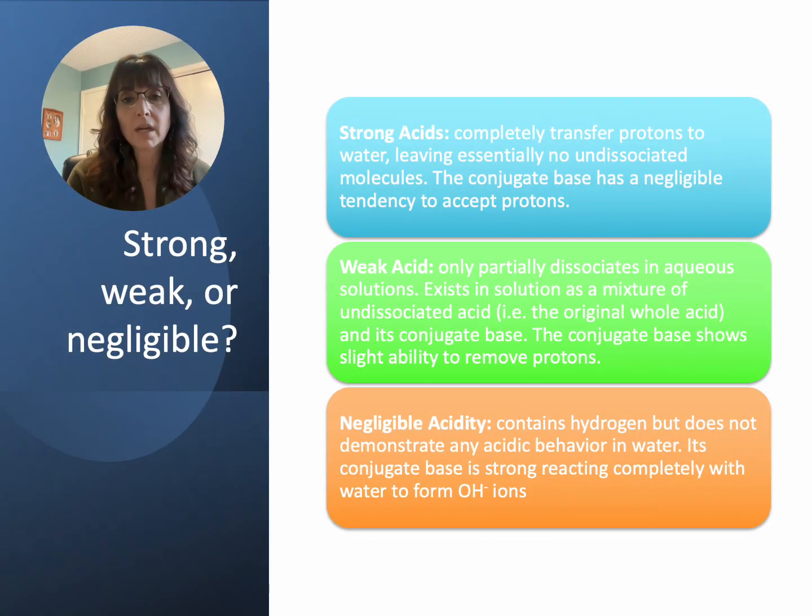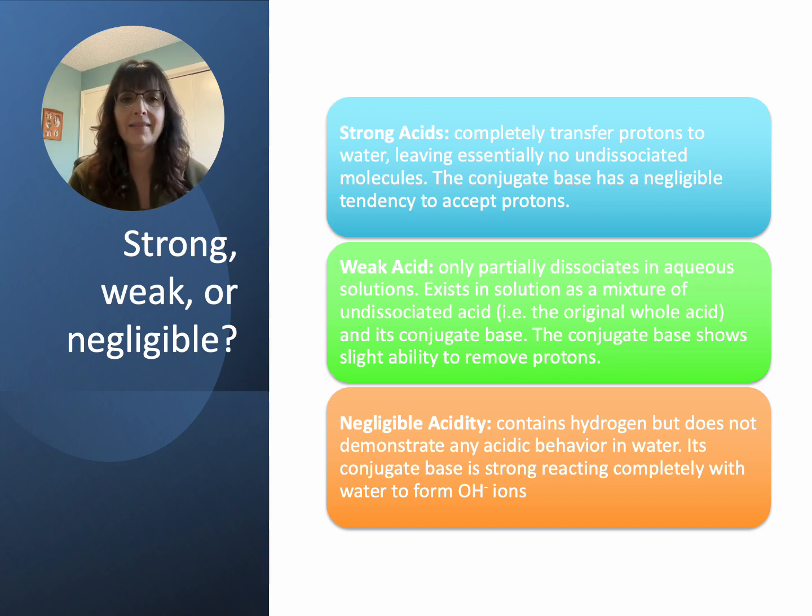So just one more time, let's reiterate what we mean by strong acid, weak acid, and negligible. Strong acids completely break down. They totally transfer their protons to water or a base or whatever they're with, and their conjugate base is negligible. It's not very likely that conjugate base is going to accept a proton. Weak acid simply means that it only partially dissociates. It only partially breaks down.